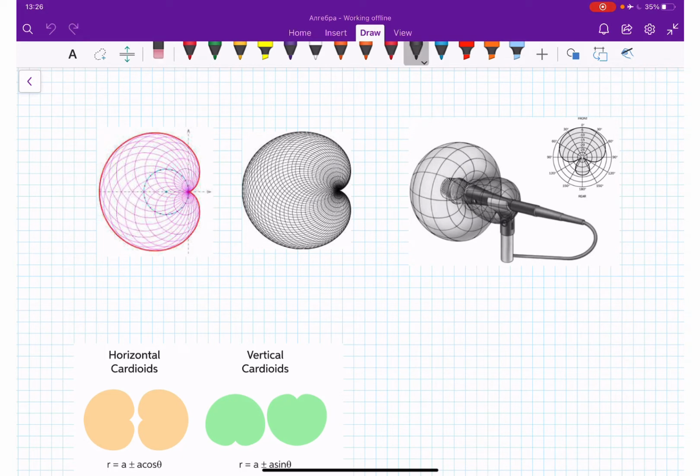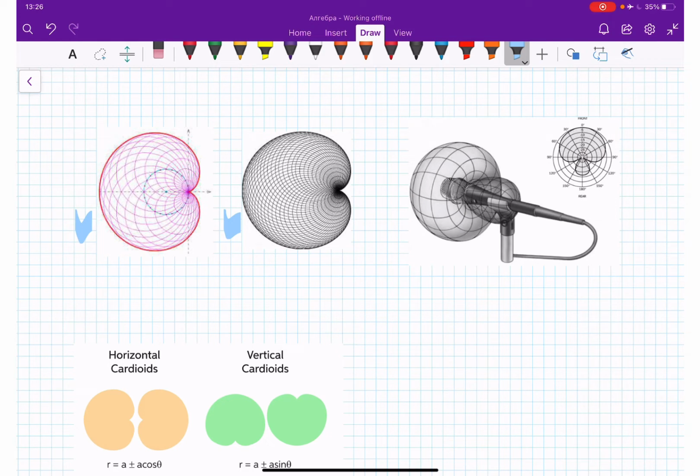Okay, in this video we are going to learn how to graph a polar equation called the cardioid. What is a cardioid? It's a graph with the shape of a heart, as you can see here. It's with the shape of a heart. And what is the importance of the cardioid? Where do we use it?